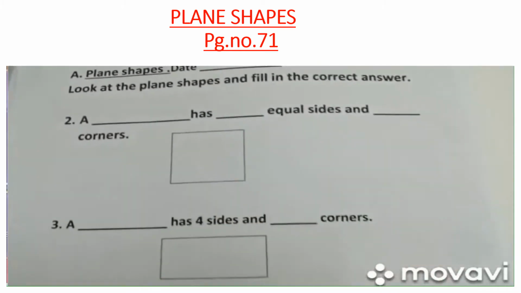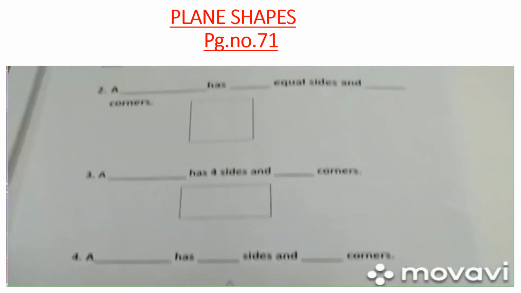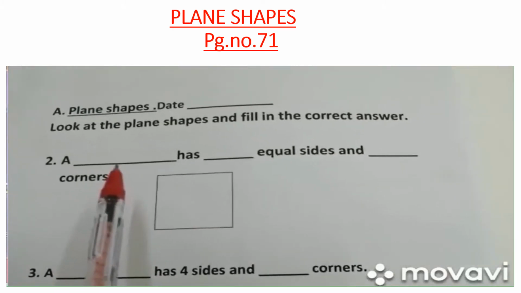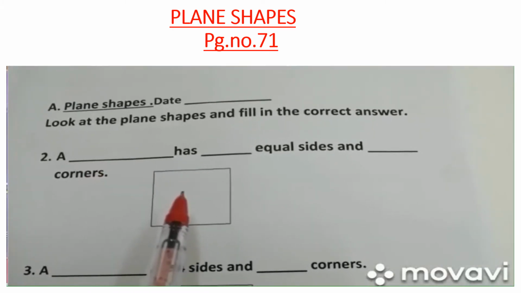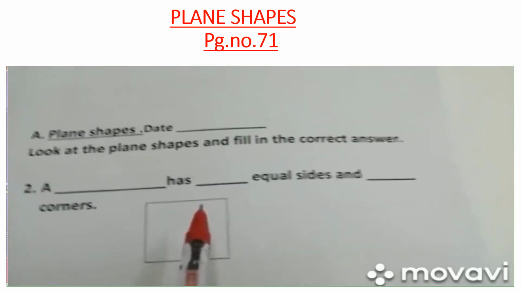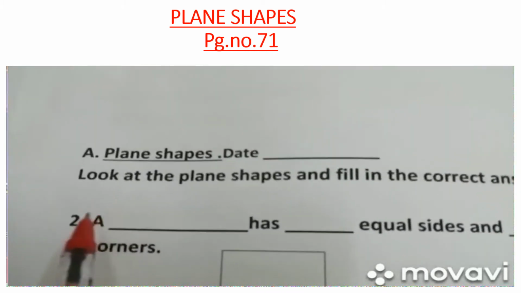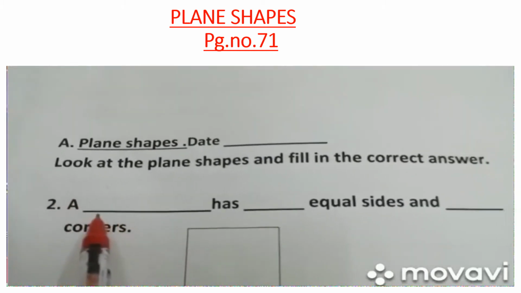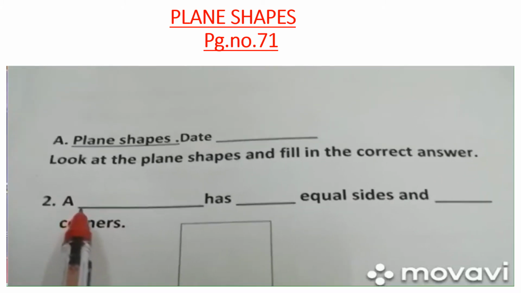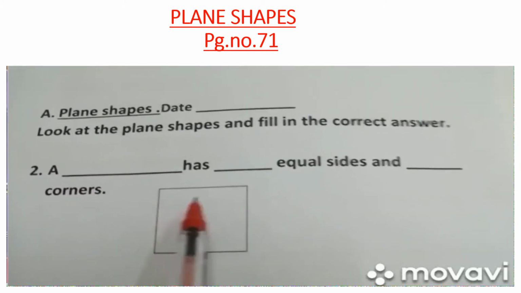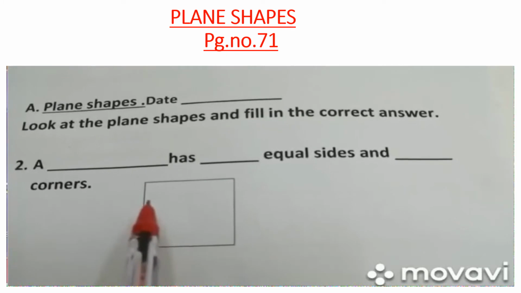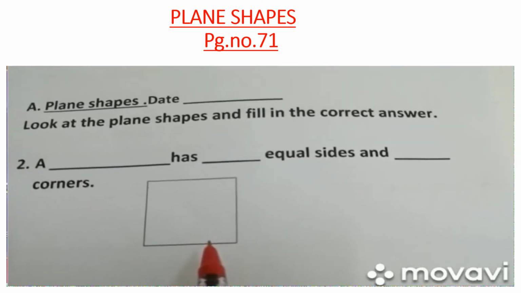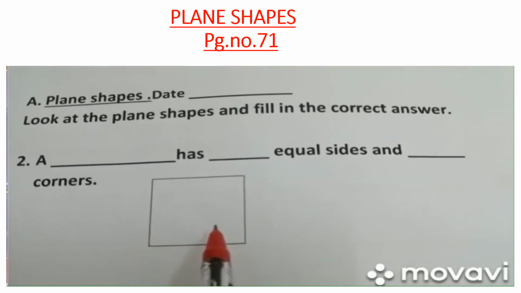So you will see there are some shapes here on this page. Look at these plane shapes and you will fill the answers. I hope you can write. You know the answers. So first of all, tell me which shape is this. Yes, anyone? Yes, correct. This is a square.